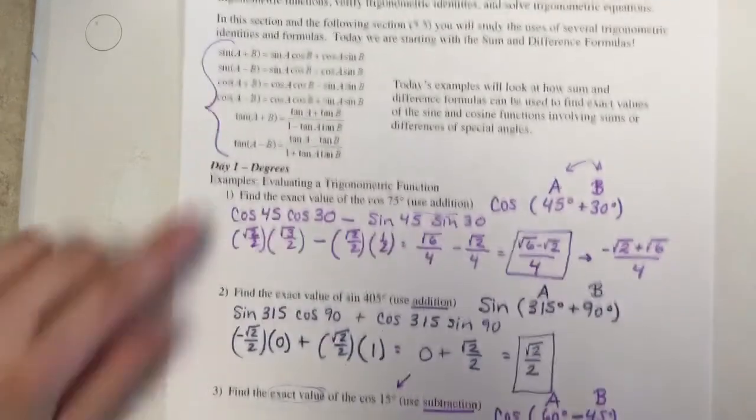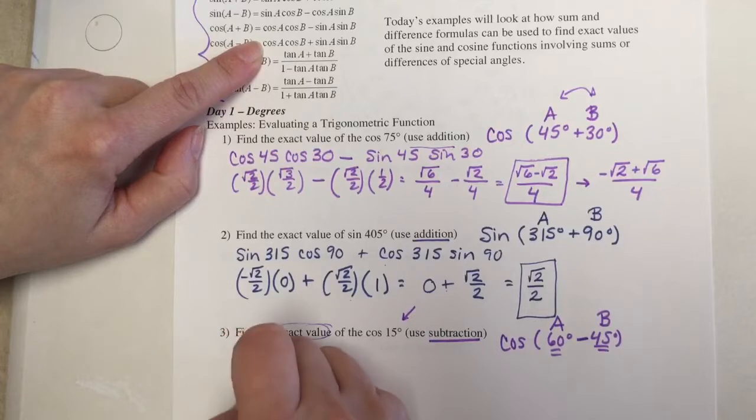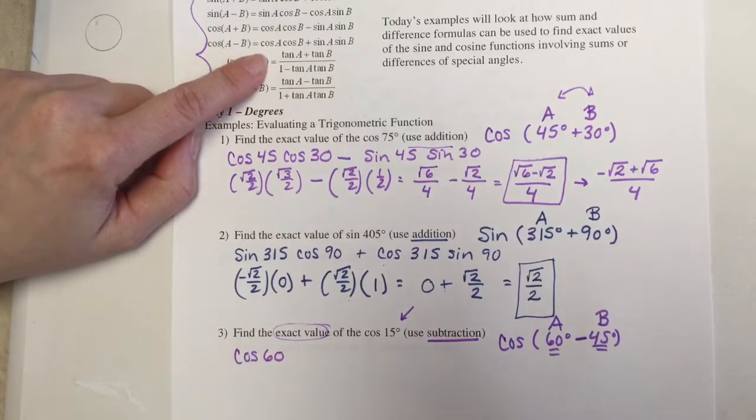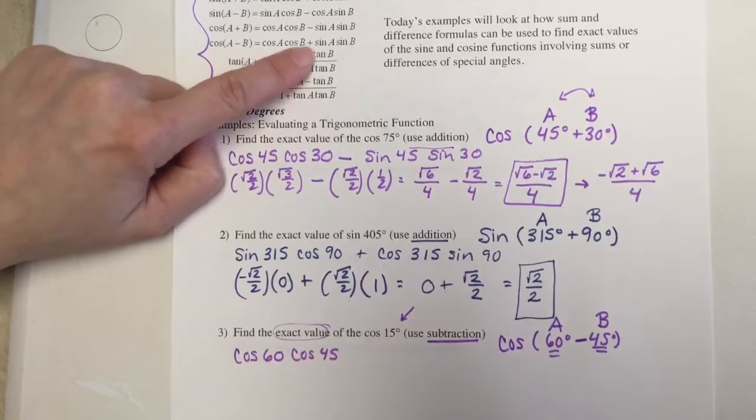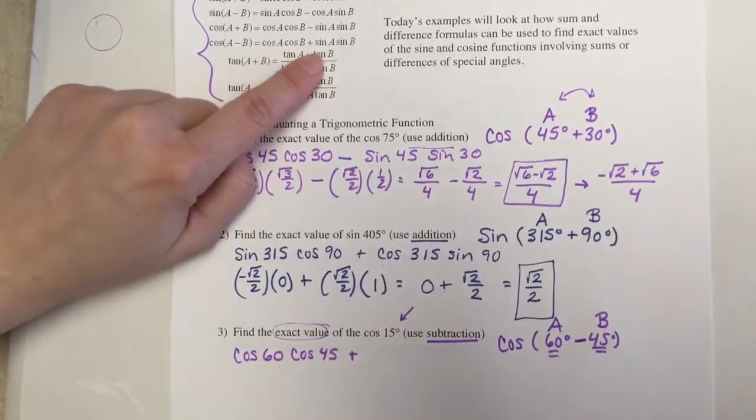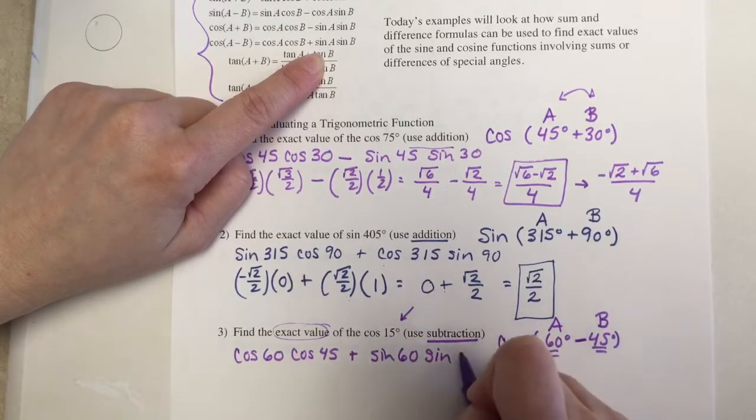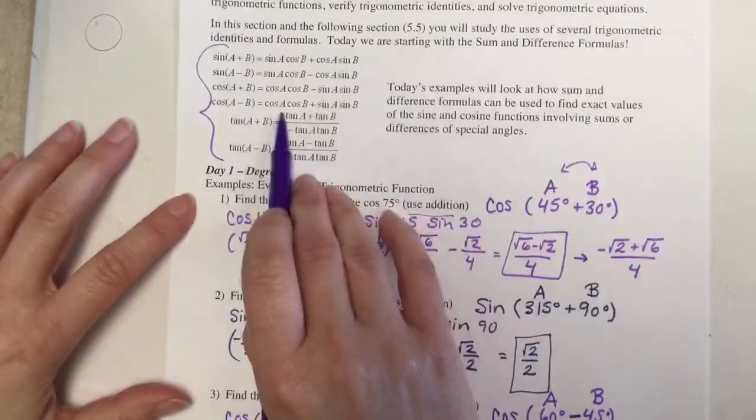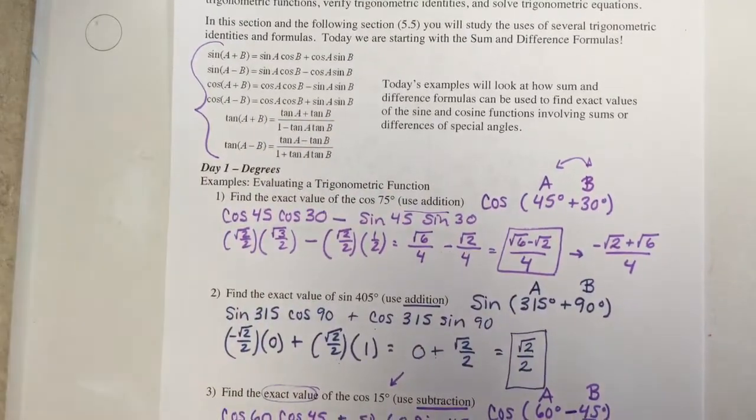Okay, let's go ahead. Cosine, I am subtracting. So it's the cosine of A, so cosine of 60, times the cosine of B, so cosine of 45, plus sine of A, 60, times the sine of B, 45. And again, I just used that from our formulas that are at the top of your notes for today.